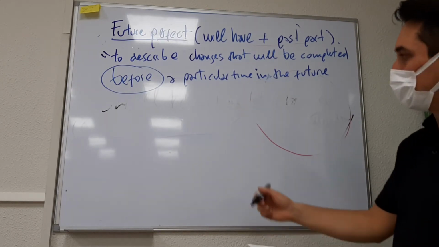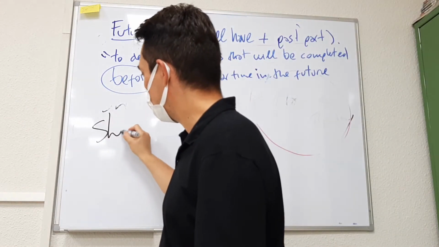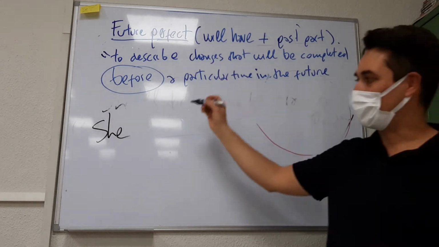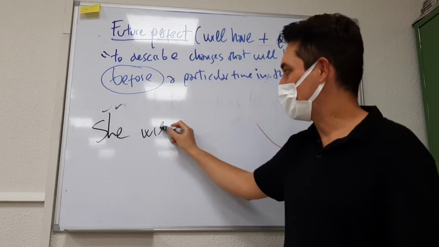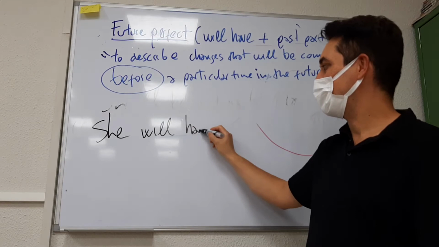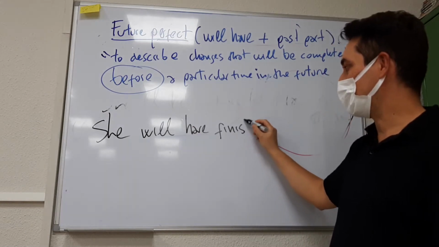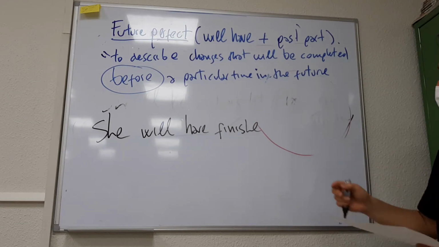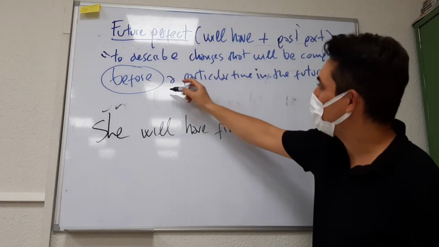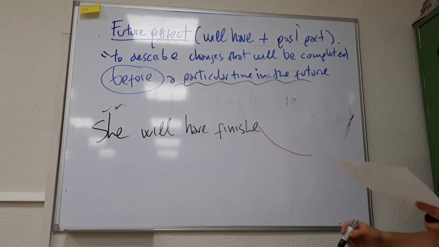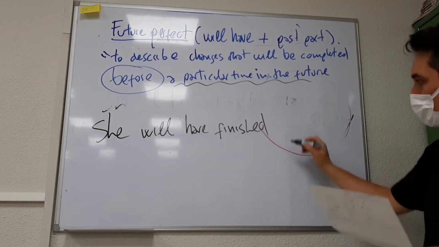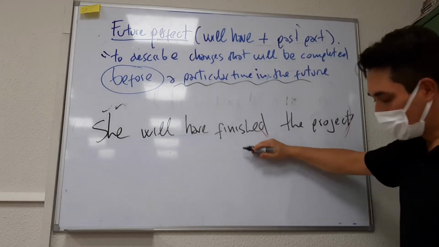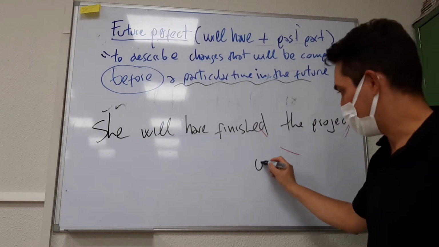With finish. Give it to me with the verb finish. Future perfect. She will have finished. Very good. She will have finished. And then I want to state that some changes that happen before a particular time in the future. So she will have finished the project. Let's say the project. She will have finished the project by April.